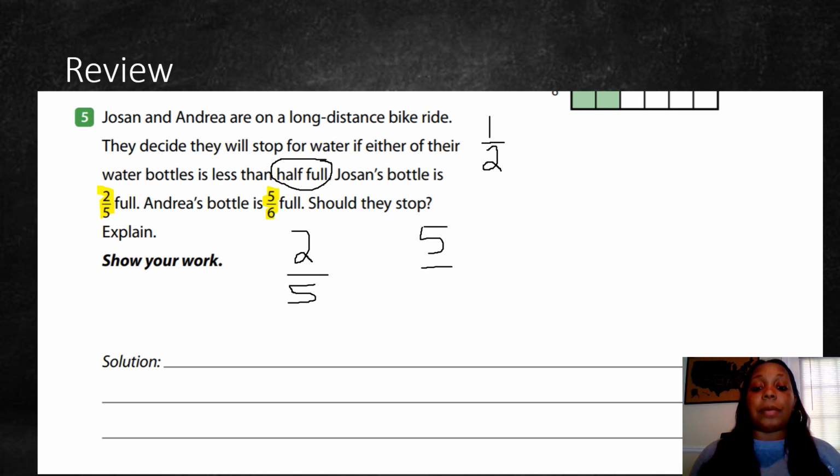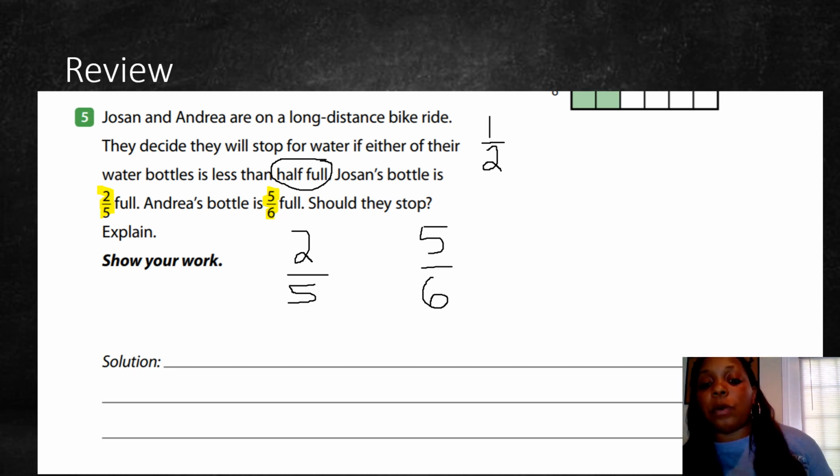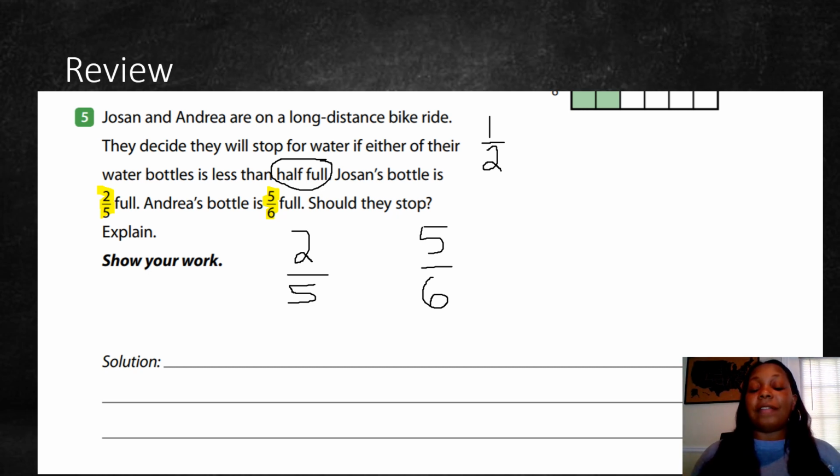I know that I'm looking for common denominators, and I want to find the lowest number that both of these numbers go into together. I'm going to start off with my bigger numbers. So we have 6, 12, 18, 24, and 30. I know that 5 does not go into 6, it does not go into 12, it does not go into 18, it does not go into 24, but it does go into 30. And so I'm going to multiply 2/5 times 6 over 6, because 5 times 6 is 30. And I'm going to multiply 5/6 times 5 over 5, because 6 times 5 is 30.